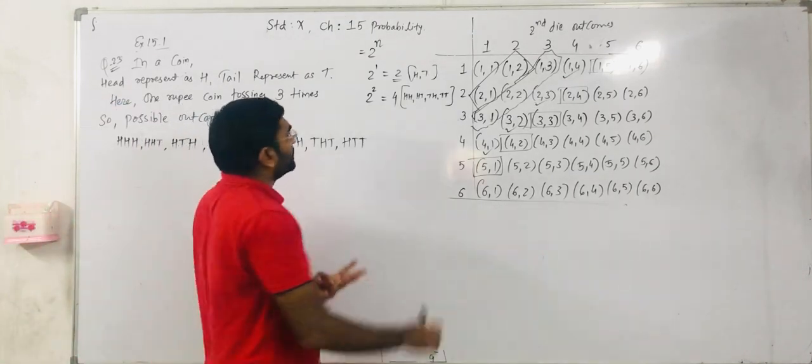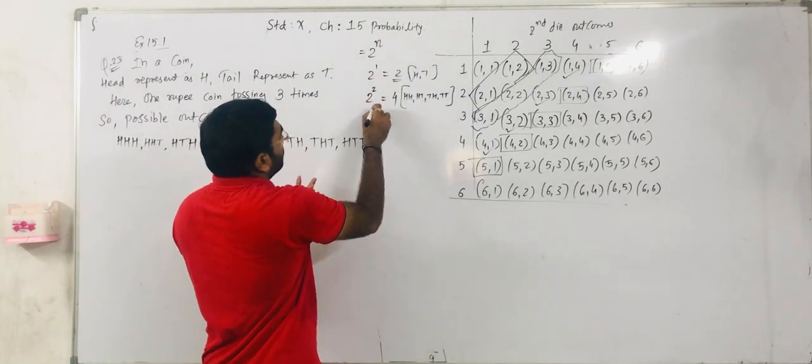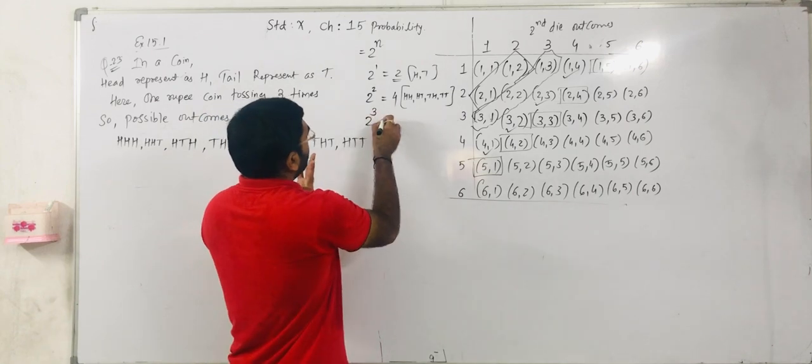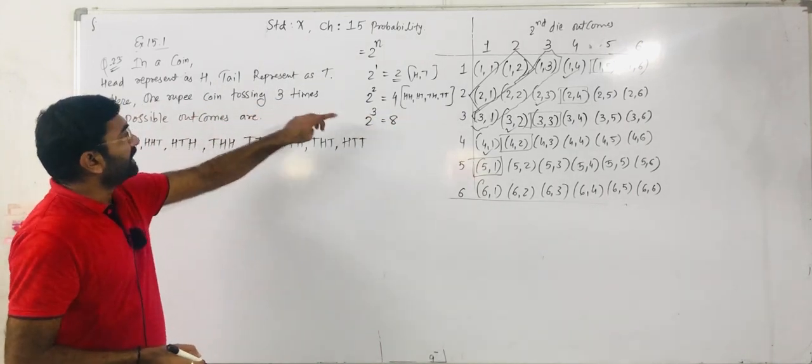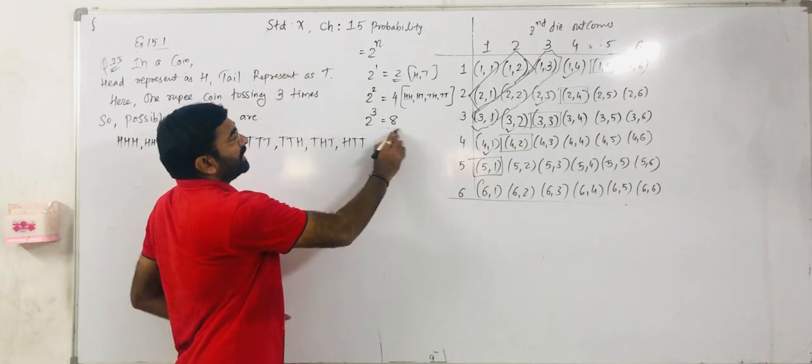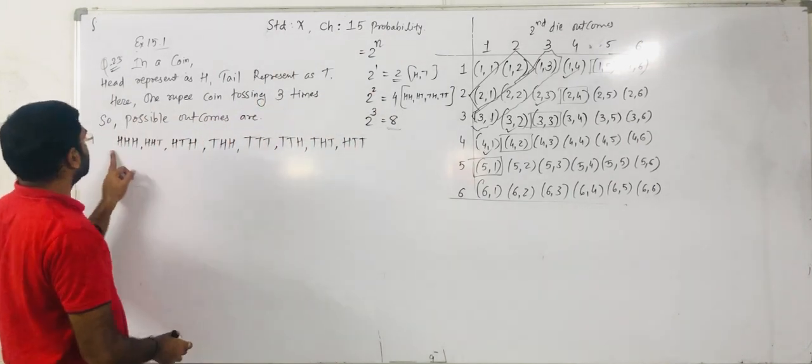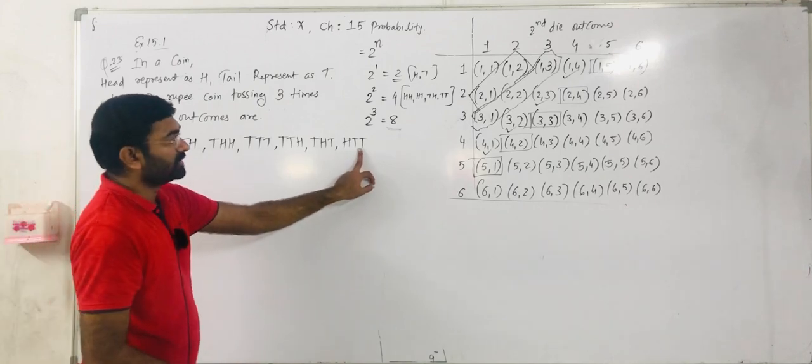One coin you toss 3 times, so in place of n you put 3. 2 cubed means 8. So whenever one coin is tossed 3 times, 2 raised to 3, you get 8 outcomes. Which are the 8 outcomes? These are the 8 outcomes.